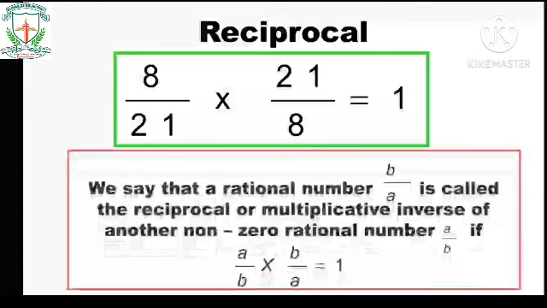So we can say that a rational number b divided by a is called the reciprocal or multiplicative inverse of another non-zero rational number a divided by b, if a divided by b into b divided by a is equal to 1.